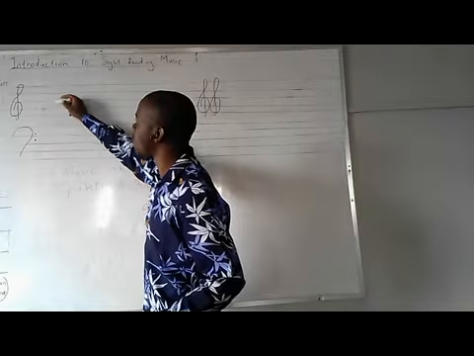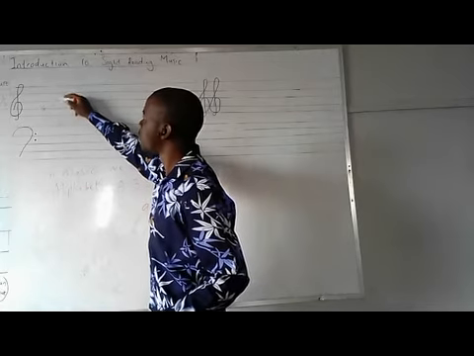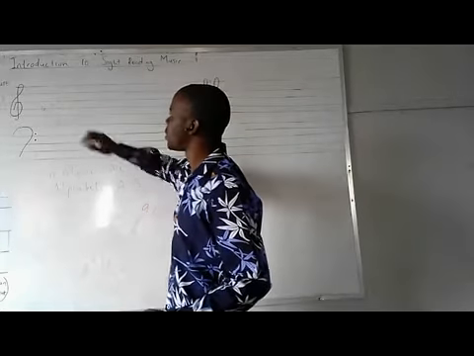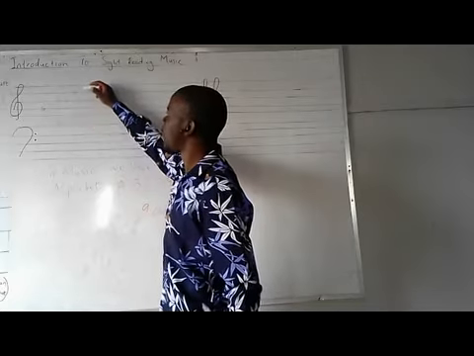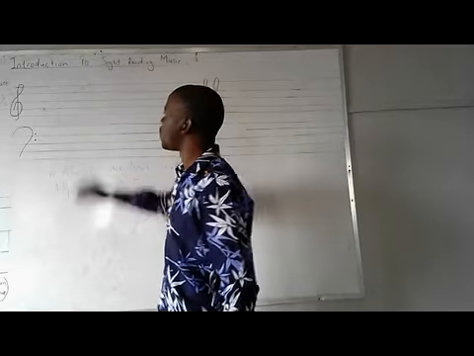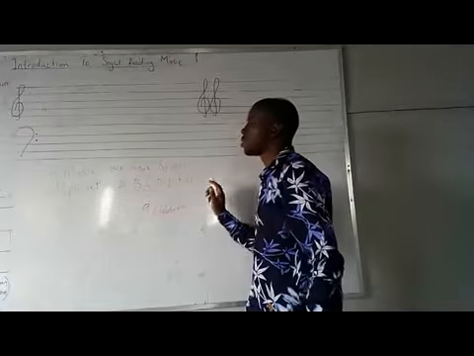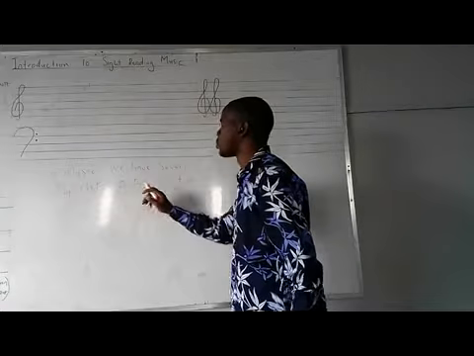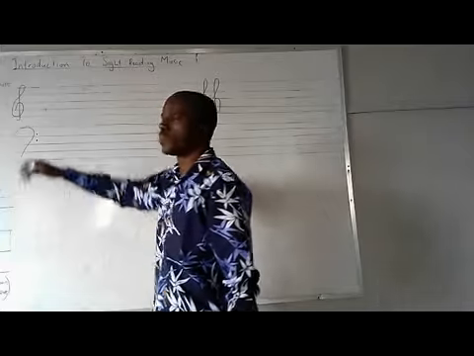The name of this space will be A. The name of this line will be B. The name of this space will be C. The name of this line will be D. The name of this space will be E. The name of this line will be F. Now, going downward, don't forget I told us that these are the alphabets that we use in music, A to G. So if this is G, what will be the alphabet before G?